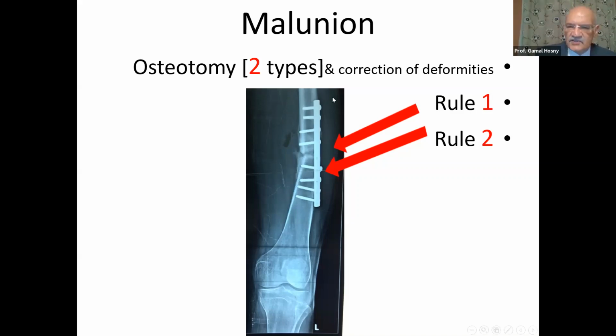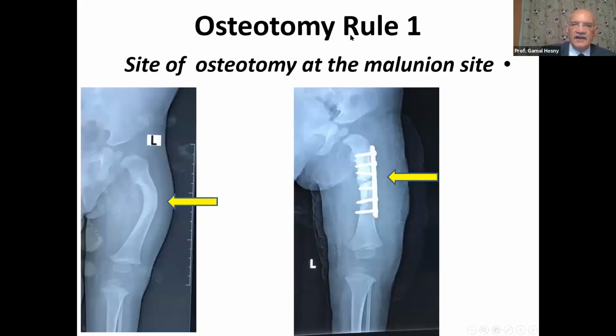So this is osteotomy rule number 1. But if you do your osteotomy not exactly at the site of the CORA, this is osteotomy rule number 2. So in malunion, you can apply osteotomy rule number 1 or osteotomy rule number 2. And this is an example of osteotomy rule number 1.